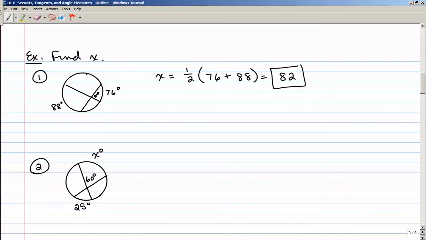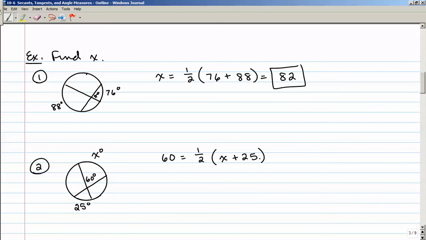Example number 2, here we have a 60-degree angle, and that intercepts an arc that is x degrees, and its vertical angle intercepts an arc that is 25 degrees. So the angle, in this case 60, is equal to 1/2 of the two arcs added together, x plus 25.